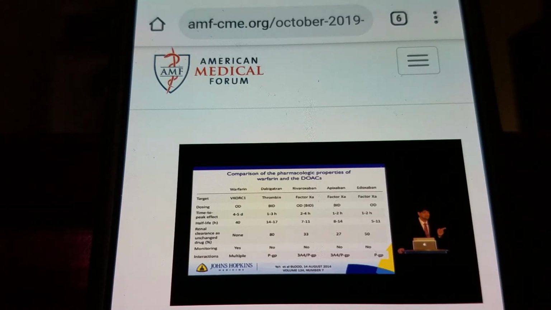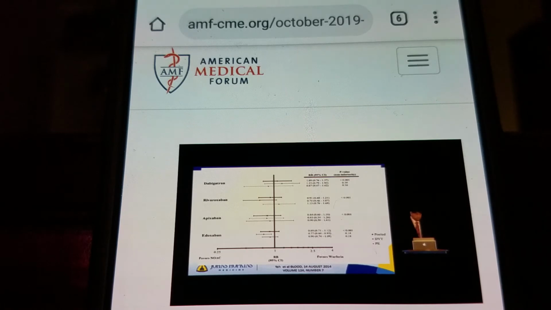Apixaban is the least renally cleared of all these drugs. And if you were to ask hematologists which drug they're most comfortable with in someone with renal disease, it's probably Apixaban. Apixaban is approved for AFib in the setting of chronic renal disease. It is not approved for VTE in the setting of renal disease, but it is probably the most used DOAC in renal disease purely because of its lowest renal clearance compared to everything else.